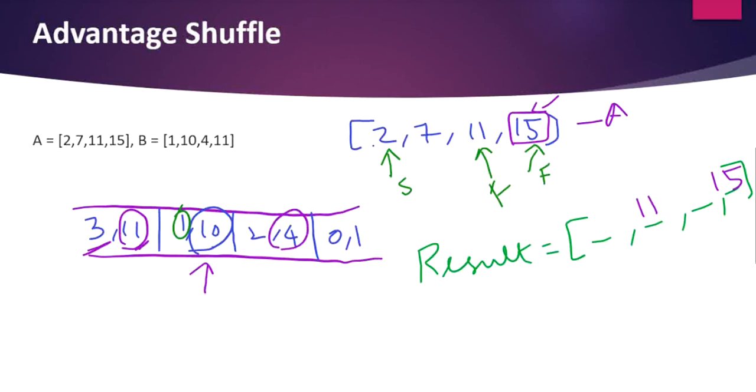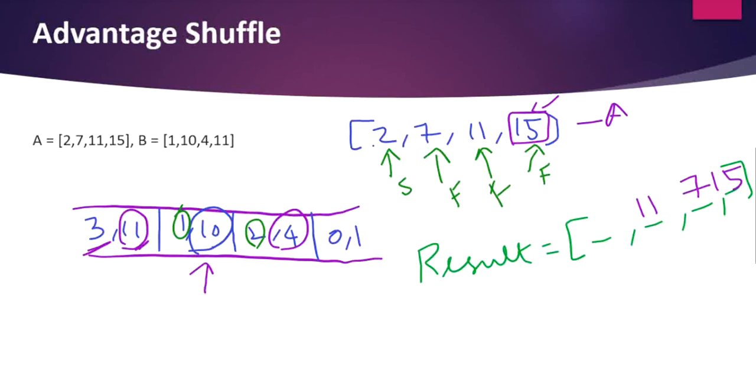We are going to compare 4 with the next largest value. Once 11 is assigned, we move our fast pointer to 7, which is actually greater than 4. So now 7 gets the place of index 2. I'm going to put 7 at index 2.